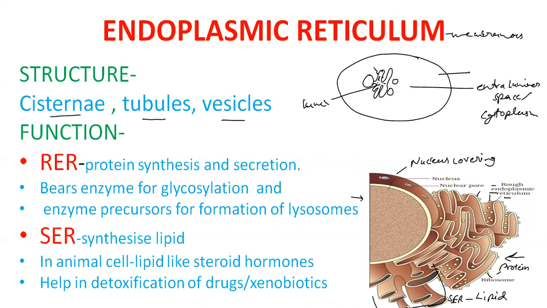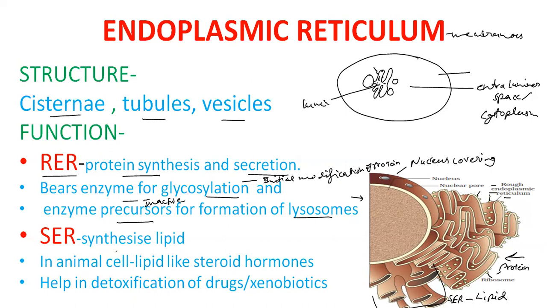Both rough endoplasmic reticulum and smooth endoplasmic reticulum perform different functions. First, the rough one synthesizes protein and secretes it. It bears enzymes for glycosylation. Glycosylation means the initial modification of protein is done inside the endoplasmic reticulum. Enzyme precursors are also formed, and precursors are inactive substances which later form the lysosome.